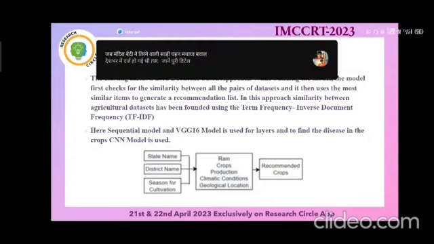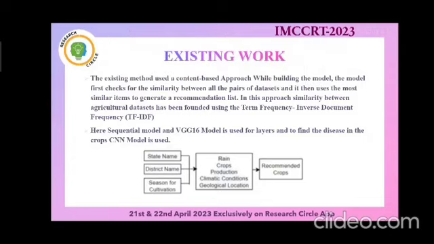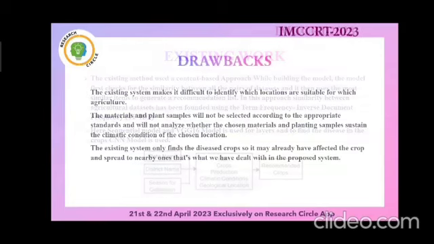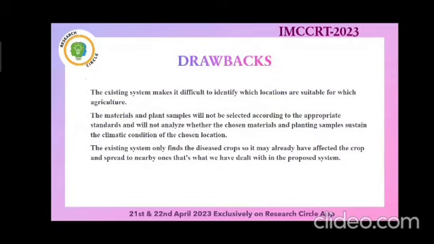Here the crop disease was detected using a CNN model, and the crop disease was detected only after the disease occurred, not before. So it may lead to a disadvantage for this existing system. Now let us see the drawbacks of the existing work.